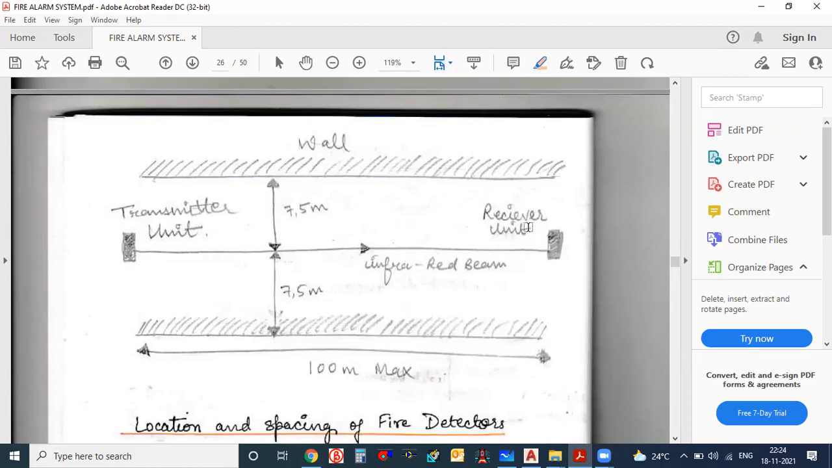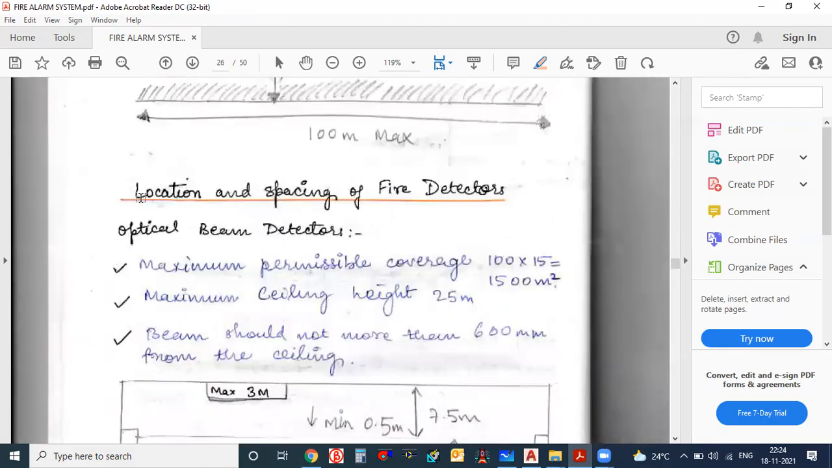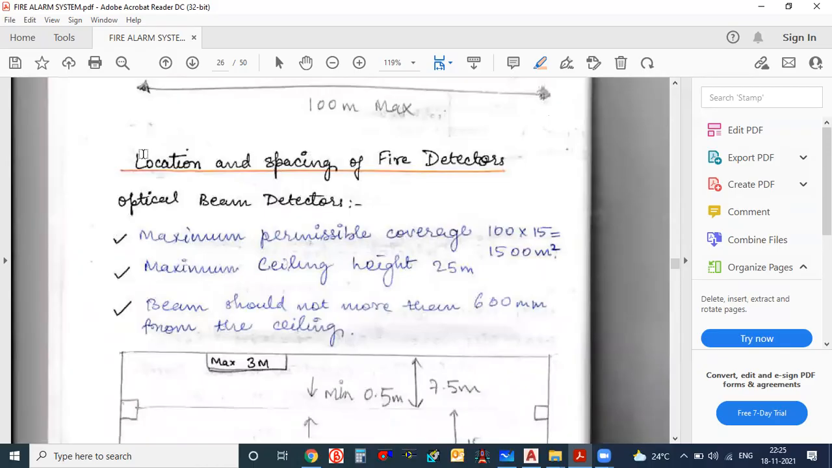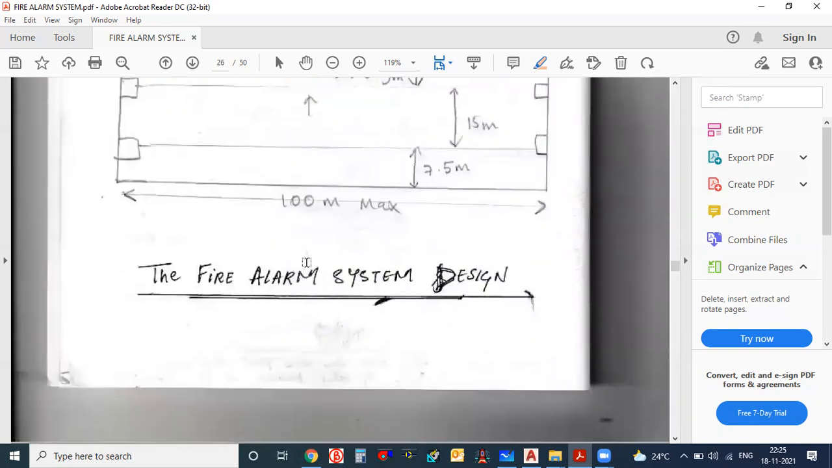Receiver unit, transmitter unit. Some image is given, location and spacing of fire detector. This is also one important section here. Optical beam detector maximum permissible coverage 1500 square meters. Maximum ceiling height 25 meters. Beam should be not more than 600 mm from the ceiling. Some images are given here, like some height ranges.